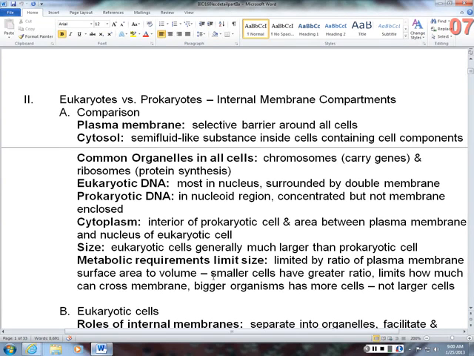Some common organelles, all cells are going to have chromosomes that carry your genes. All cells are going to have ribosomes. There's plenty of other organelles that we will talk about with specific cells. The DNA in the prokaryotic cells and eukaryotic cells is a little bit different. In the eukaryotic cells, it's going to be in the nucleus, and it's going to be surrounded by a double membrane. In your prokaryotic cells, they don't have a nucleus, so they cluster their DNA in one specific region, and we call that the nucleoid region.